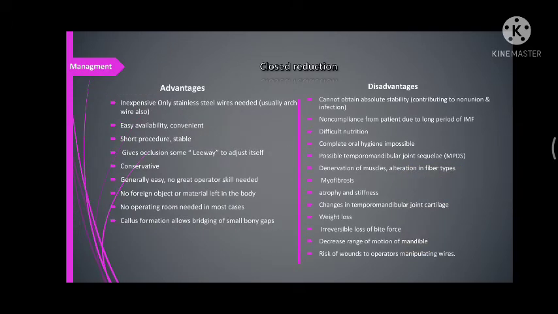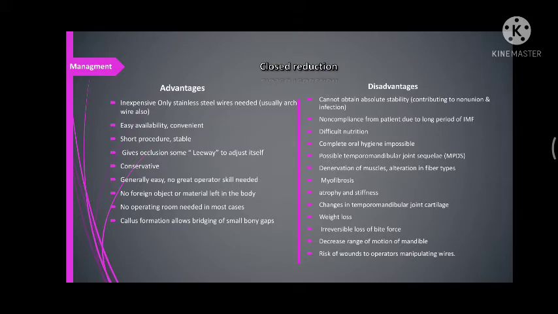The advantages of this technique include: inexpensive, only stainless steel wires needed, usually arch wire also, easy availability and convenient, short time, stable, gives occlusion a chance to adjust itself, and conservative, generally easy, no greater operator skill needed, no foreign object or material left in the body, no operating room needed in most cases. Callus formation allows bridging of small bony gaps.